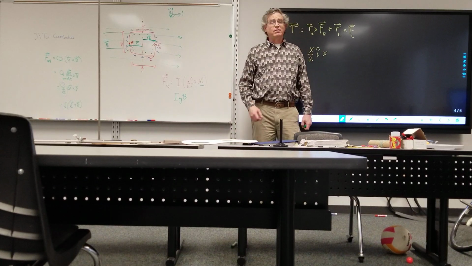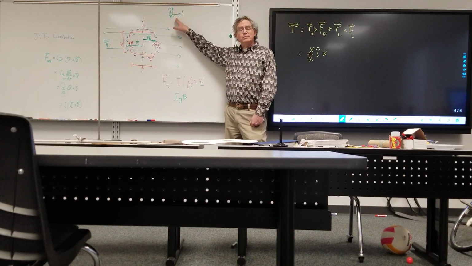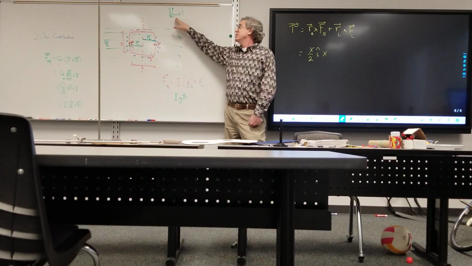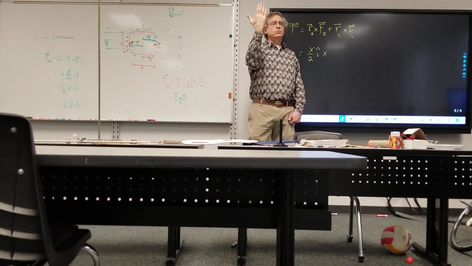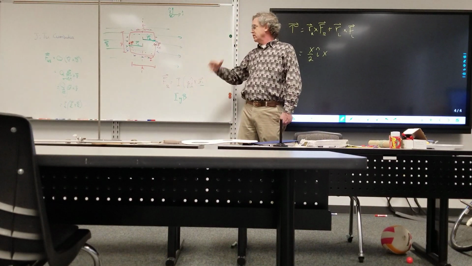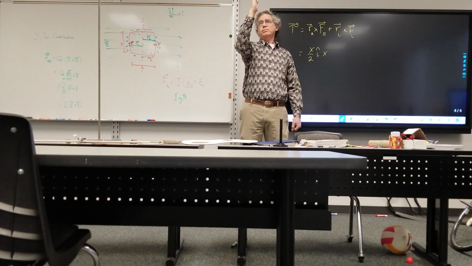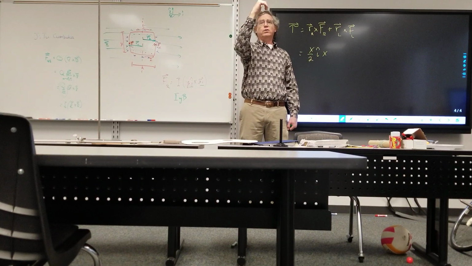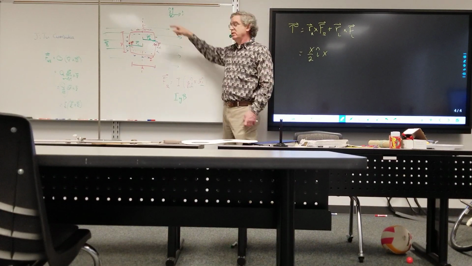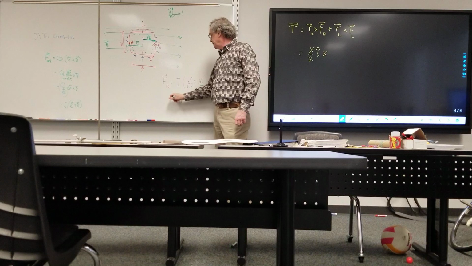J-hat cross i-hat, given our coordinate system, j-hat is up, so I put my hand upwards, because that's the first vector. I want my fingers to bend towards the second vector, which is going that way, so my hand goes like this, fingers go that way. Thumb points in the direction of the cross product, which is into the board, negative k-hat.